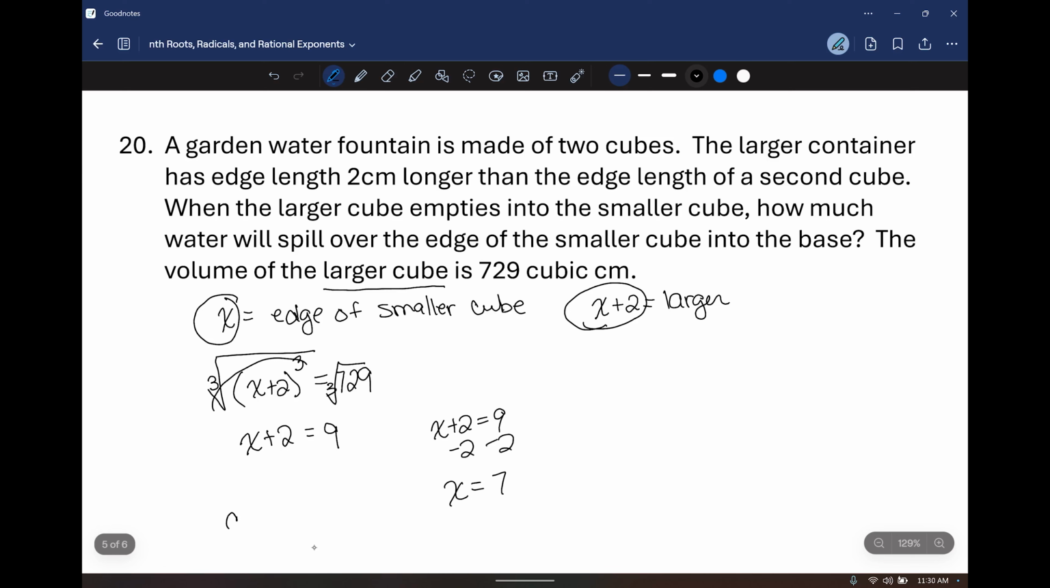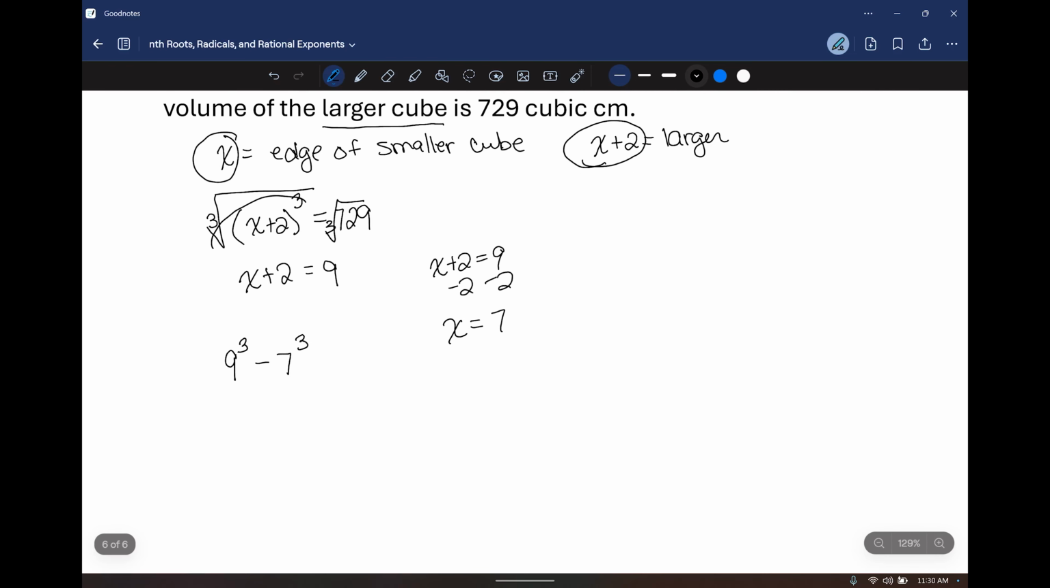So 9 cubed would be the volume of the larger, minus 7 cubed, the volume of the smaller. Now, they gave you the larger. 9 cubed is 729. They told you that already. 7 cubed is 343, and if I subtract those, I get 386, and that's the volume of water that's going to spill over. So this would be in cubic centimeters.